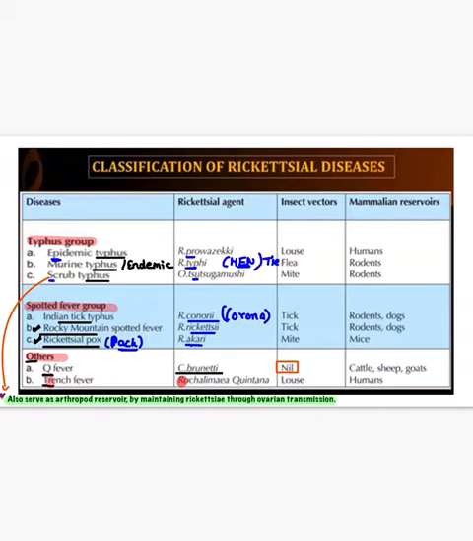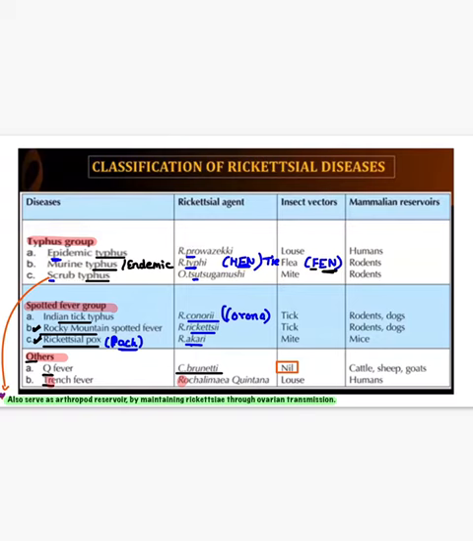Now coming to the vectors. How do you remember them? Remember the mnemonic. Flea you have at only one place. So remember FEN. Flea is for endemic typhus. We also have the mnemonic MEN: murine typhus is endemic typhus, and men wear a tie.